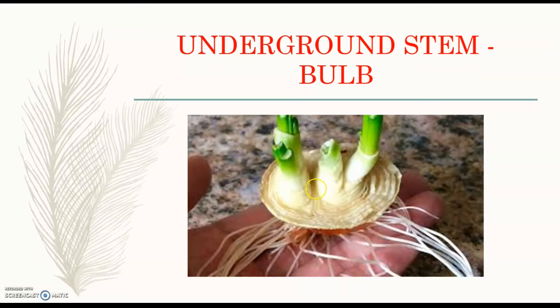So onion is the best known example for bulb, which is an underground stem in the shape of a bulb, having fleshy leaves and also scaly leaves, and it has an apical bud and axillary buds. This one is the real apical bud. An apical bud produces the main branch, and these are axillary buds which produce the sub branches too. So that's it about the bulb.